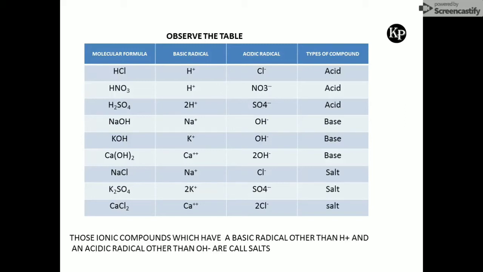And the third type is those ionic compounds which have a basic radical other than H+. Here H+ is not present. In NaCl, Na+ is there. In K2SO4, K+ is there. In CaCl2, Ca++ is there. This means the basic radical is other than H+, and the acidic radicals are other than OH-: in the first case Cl-, then SO4 minus minus, and then Cl-. If the basic radicals are other than H+ and the acidic radicals are other than OH-, then that type of ionic compound is called a salt. So this is a simple concept of acids, bases and salts.